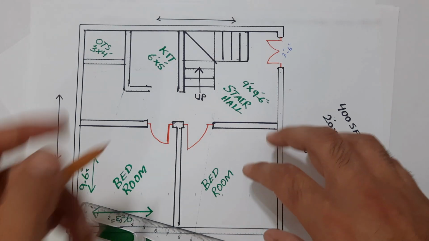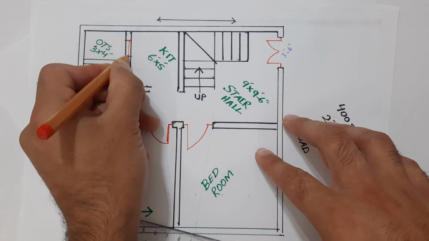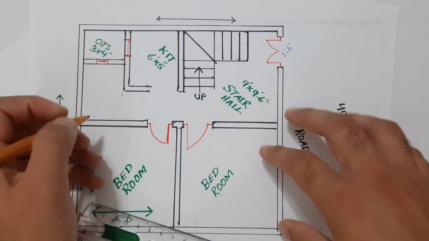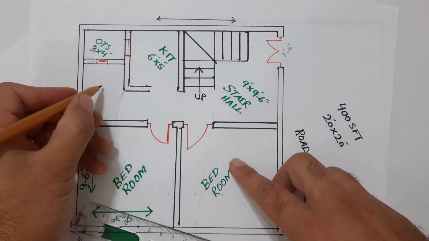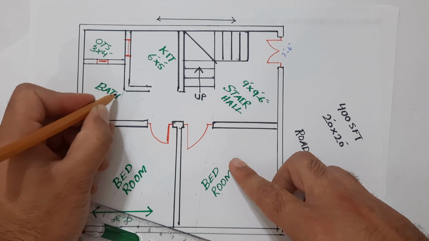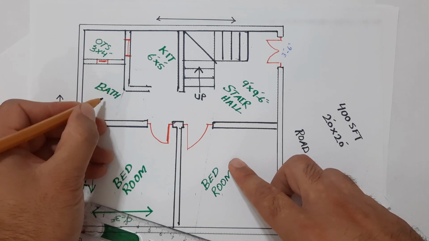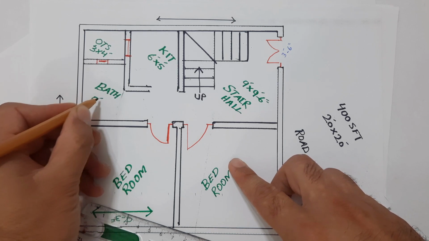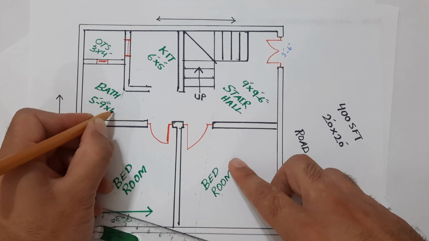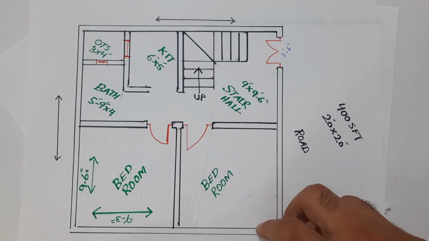Guys, you can see here, this is window for this kitchen, and this is the window or ventilation for this bath. So this one is bath plus toilet. Which size is here, the toilet or the bath size is 5 feet 9 inches by 4 feet. Okay, as you can see here, so this is a planning.